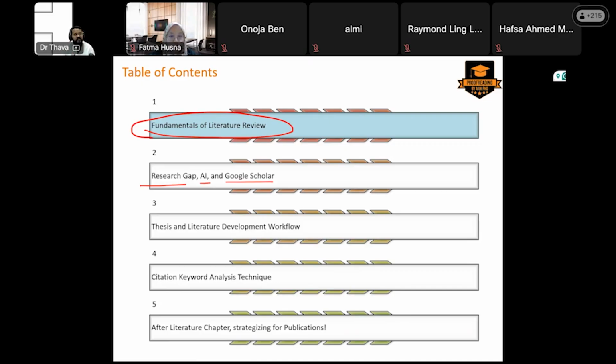So for those kinds of institutions, proper institutions, I think AI alone might not be the answer. We will need to combine it with Google Scholar, Scopus, and so on to have legitimate output, a legitimate document. Then we're going to talk about thesis and literature development workflow, and citation keyword analysis technique, which is very, very important to validate your content.